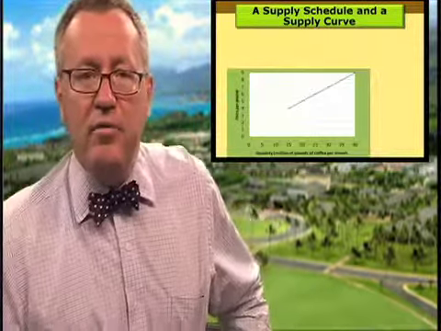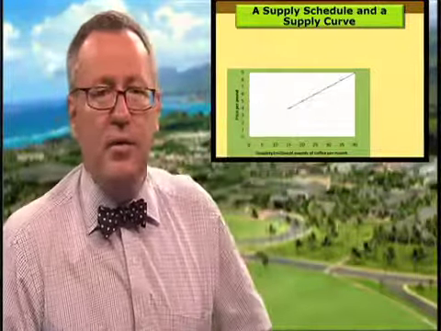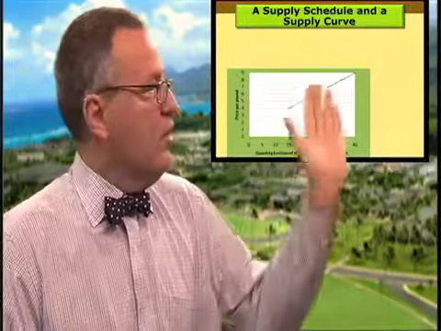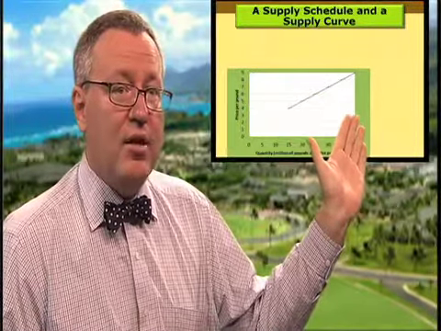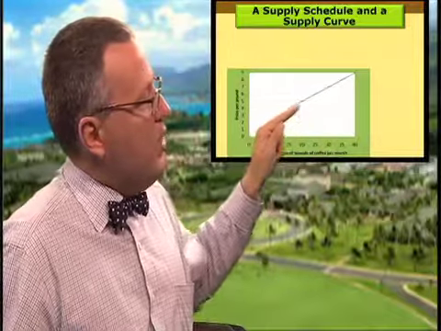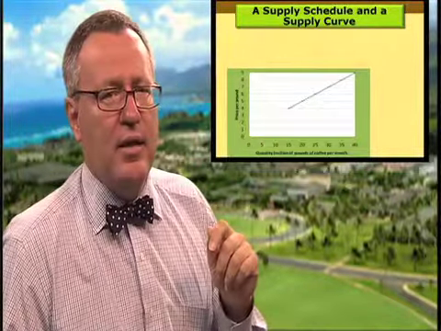All right, let's take a look. This is a supply curve. What you'll notice is that it is upward sloping to the right. Very different from the demand curve, which was downward sloping to the right. We'll put these two together here in just a minute. But here's our supply curve. What does it say? Well, it says something different than demand did.